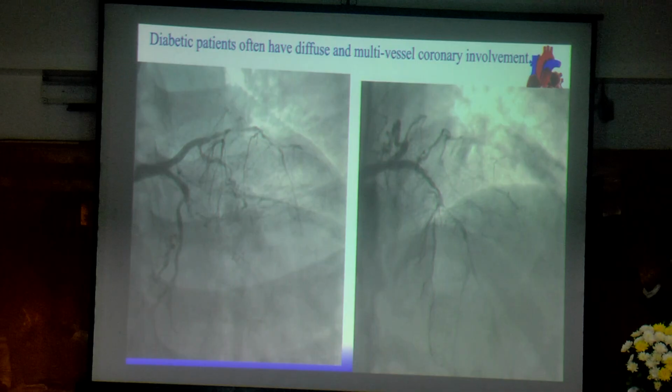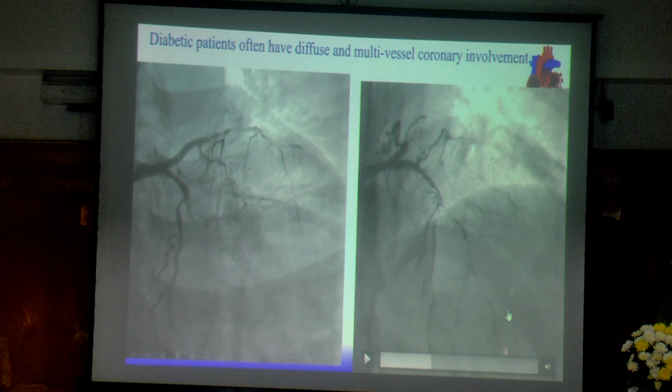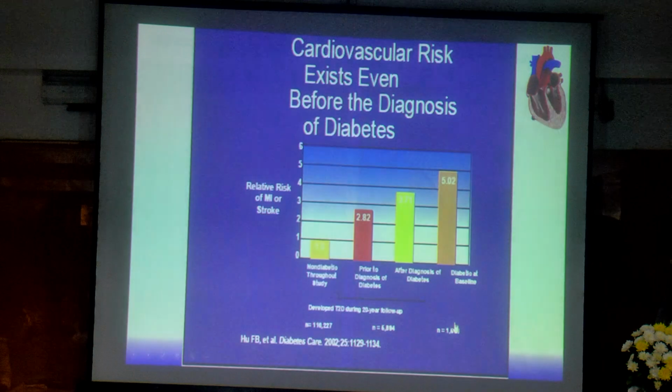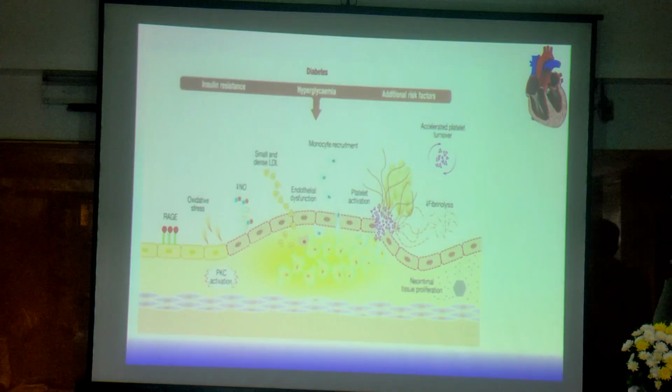So what do we do? We sent her to a surgeon for bypass surgery, but the surgeon said we can't do bypass because there is no target to connect the blood vessel distally. So we have no choice. This sort of pattern is very common, and you know that diabetes increases the risk even at a very early stage.